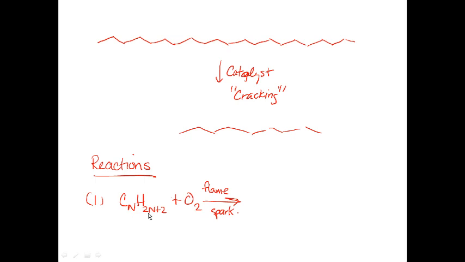Remember from general chemistry, combustion is the reaction of something with oxygen. It's a redox reaction. And so in the case of combusting an alkane, we make carbon dioxide and water. And so the process of combustion leads to CO2 formation.